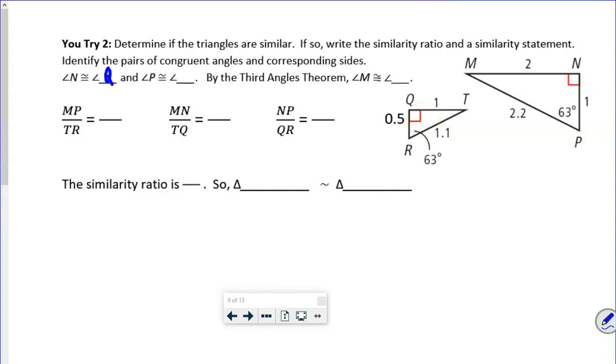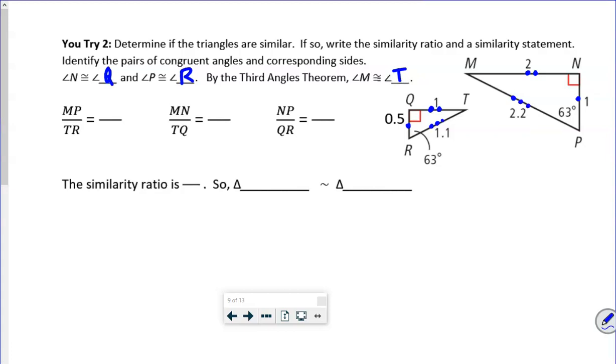Angle P is 63 degrees, and angle R is 63 degrees, right? And then by the third angles, obviously M and T have to be congruent, right? So again, we could go ahead and write our similarity statement, or we can proceed with what we did before. So notice our smallest side is 0.5, smallest side is 1 over here. Then we've got our 1 and our 2, and we've got our 1.1 and our 2.2.